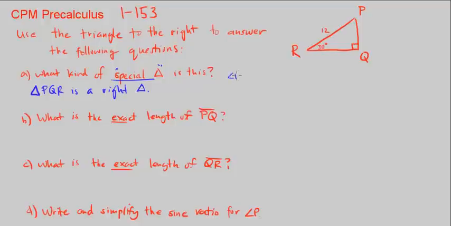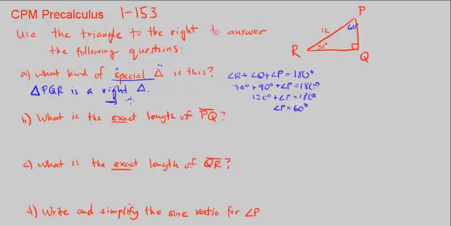Well, if we add angle R plus angle Q plus angle P, we get 180. And angle R is 30 degrees, angle Q is 90 degrees, and angle P we don't know yet. So 90 plus 30 is 120. Subtract 120 from both sides, and we get angle P is equal to 60 degrees. So 60 degrees goes here, and we know it's more than a right triangle. It's a special right triangle, and it is a 30, 60, 90 degree triangle.